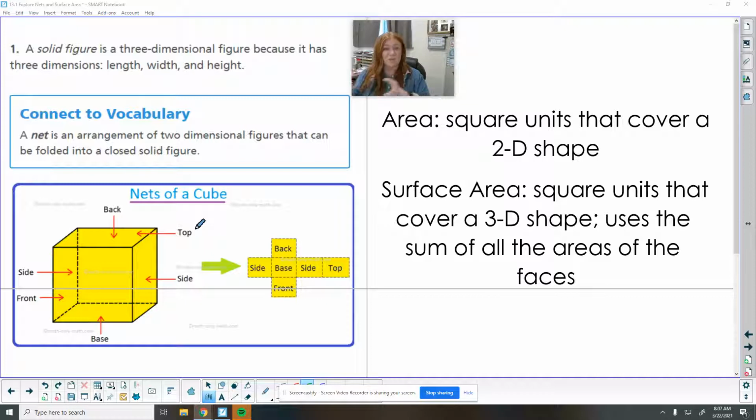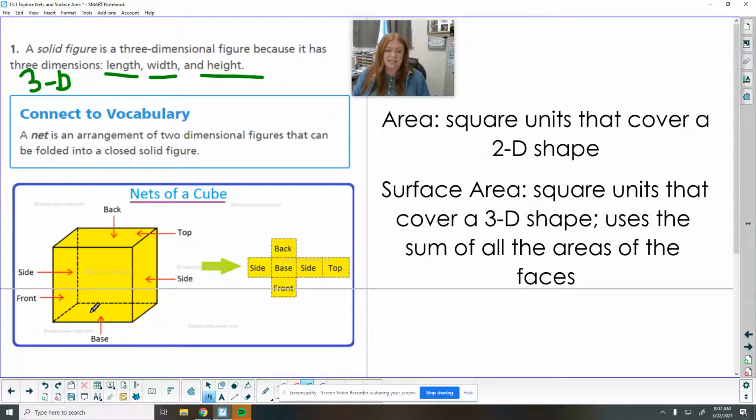So before we get started, we've got a lot of information we need to talk about to make sure we're using the right vocabulary. So a solid figure is a 3D figure because it has 3 dimensions. So these 3D shapes, right, have 3 dimensions. It has a length, it has a width, it has a height. So length goes across, the width goes back, and then the height goes up and down. So a net is an arrangement we can make that takes these closed figures and unfolds them.